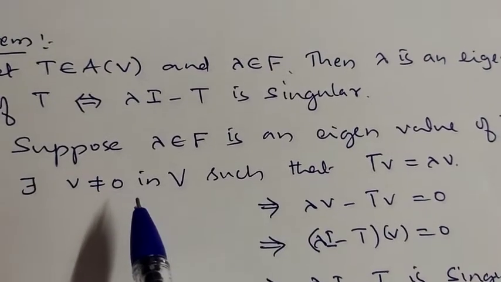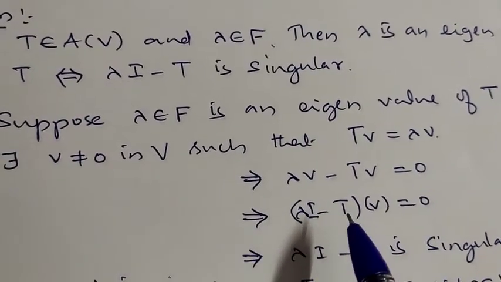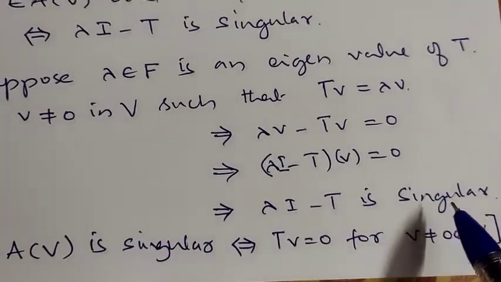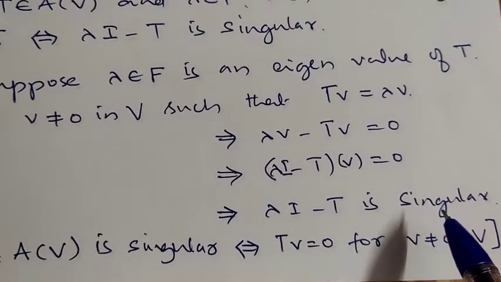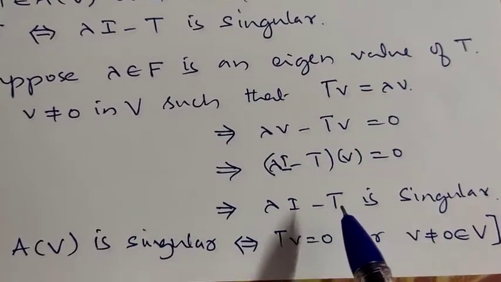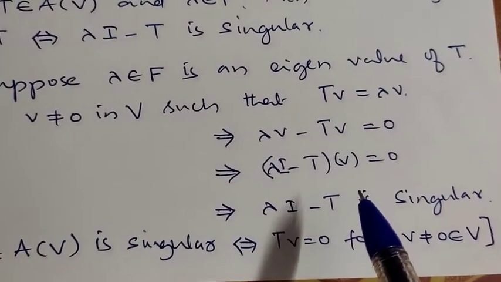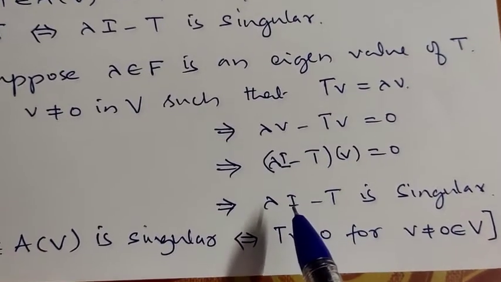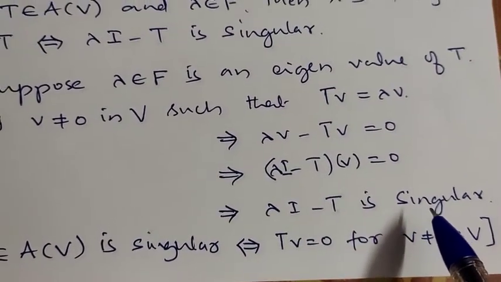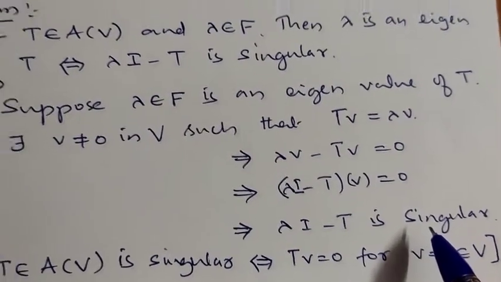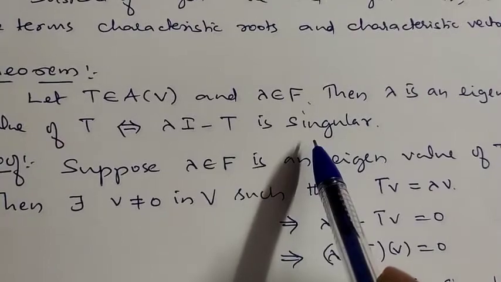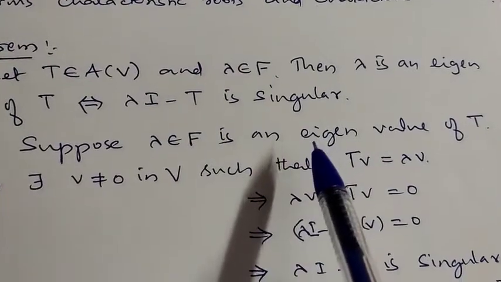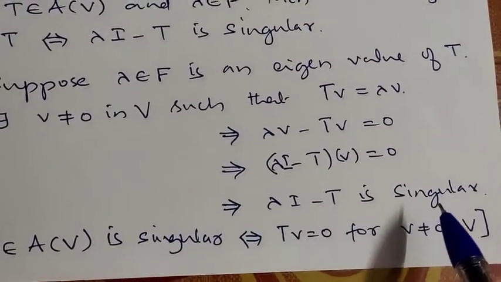So for the non-zero vector v in V, lambda I minus T of v is 0 means, by the definition, lambda I minus T is singular. This we have proved as a theorem: T is singular if and only if it maps a non-zero vector to the 0 vector, that we proved in the last class. So according to that, lambda I minus T is singular. We have assumed that lambda is an eigenvalue and we have proved lambda I minus T is singular.